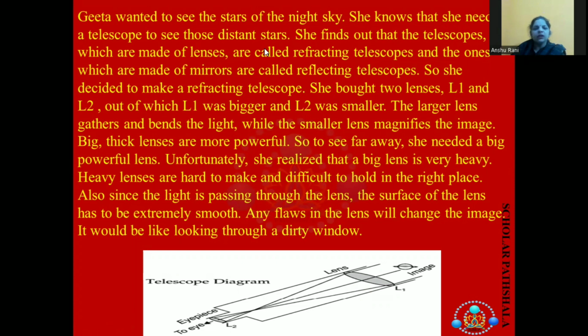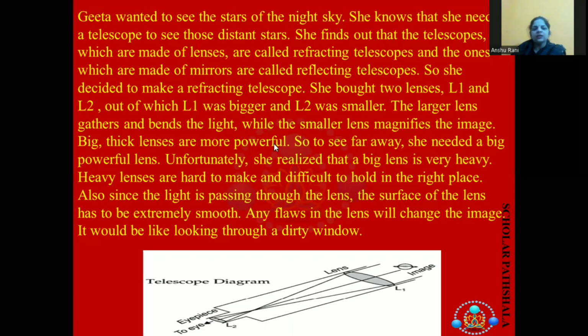She finds out that the telescopes which are made up of lenses are called refracting telescopes, and the ones which are made up of mirrors are called reflecting telescopes. So she decided to make a refracting telescope. She bought two lenses, L1 and L2, out of which L1 was bigger and L2 was smaller. The larger lens gathers and bends the light, while the smaller lens magnifies the image.